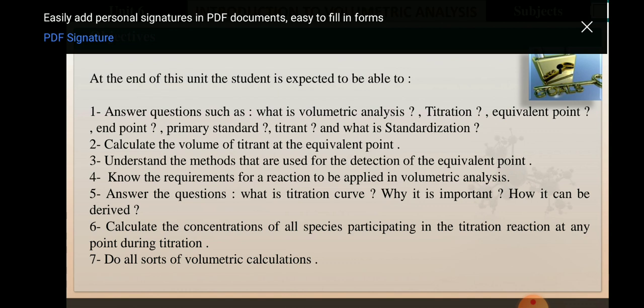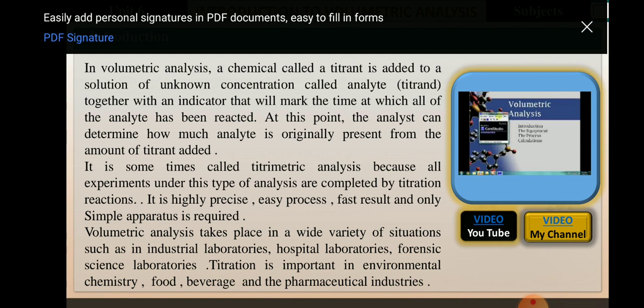Firstly, the first question is, what is volumetric analysis, titration and equivalent point. First, the answer to this question. In volumetric analysis, a chemical called a titrant is added to a solution of known concentration called the analyte, together with an indicator that will mark the time at which all the analyte has been reacted. At this point, the analyst can determine how much analyte is originally present from the amount of titrant added.